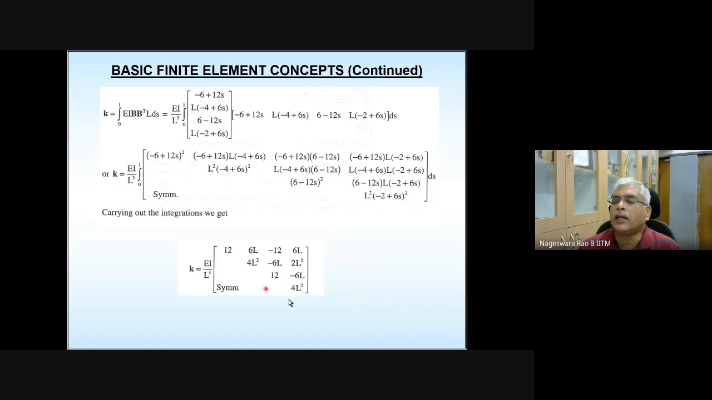And again, the stiffness matrix is going to be symmetric. The stiffness matrix is always going to be symmetric, as long as the structural system obeys Betti's reciprocal theorem. As long as the particular structural system that you are looking at obeys Betti's reciprocal theorem, the stiffness matrix should be symmetric.